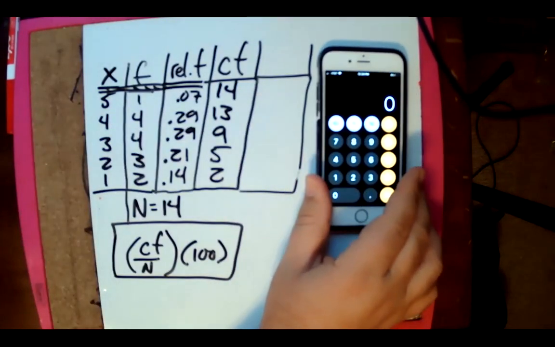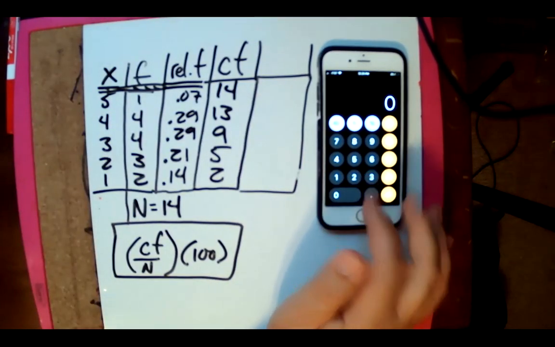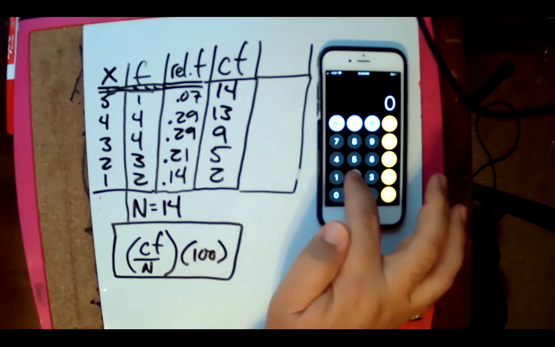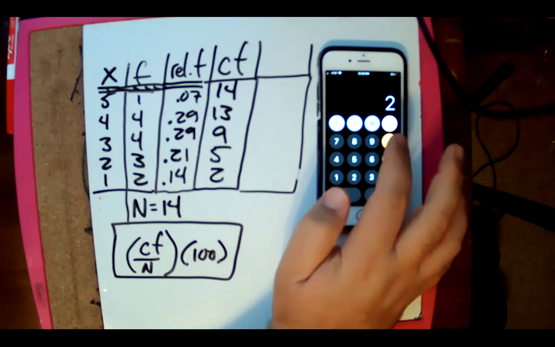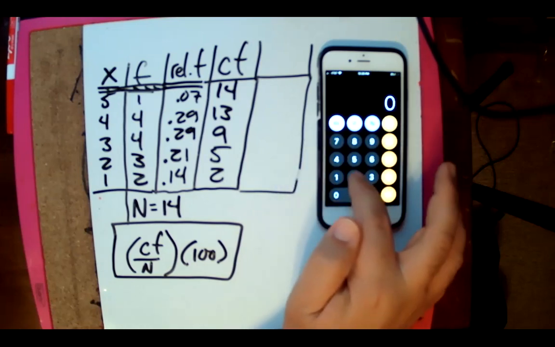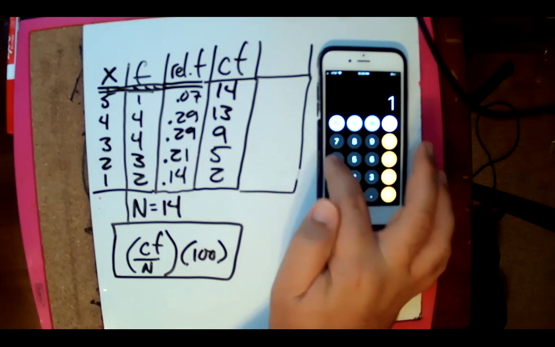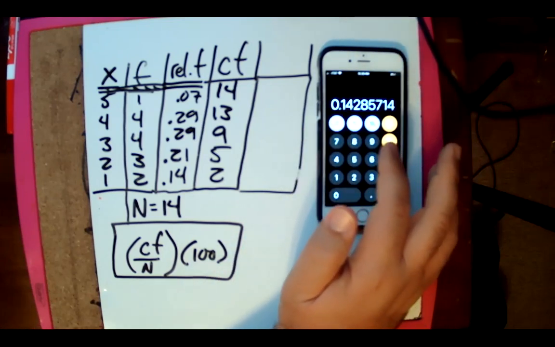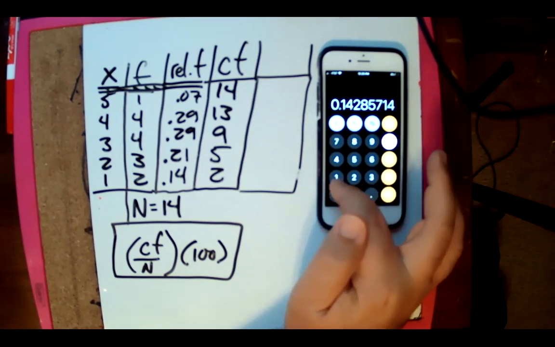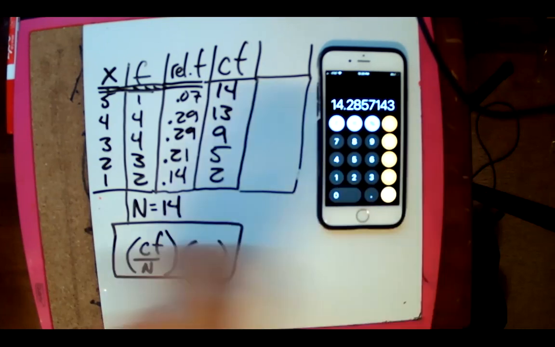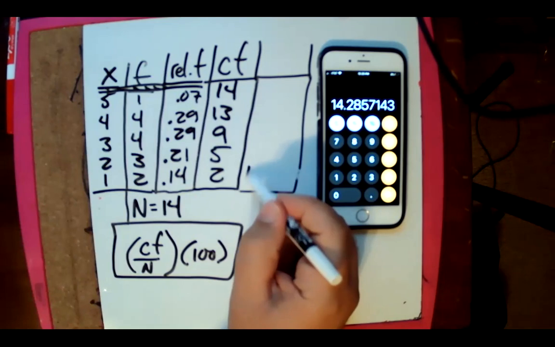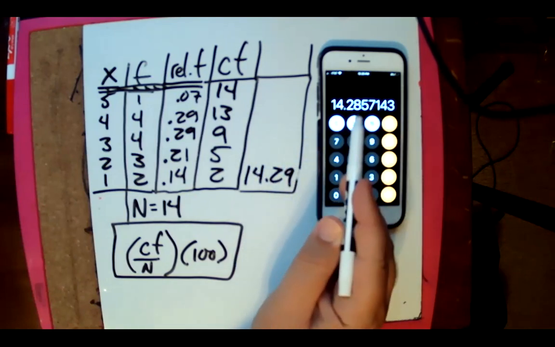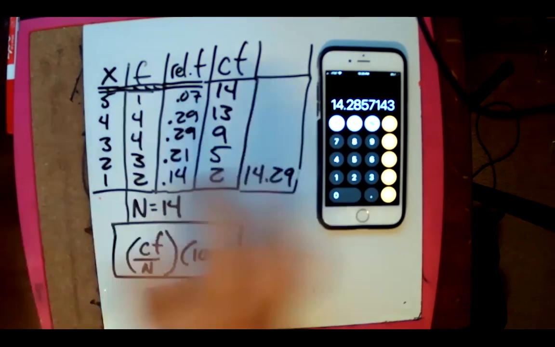Okay. So the first thing we're going to do is take the cumulative frequency for the score on the bottom, which is a 2. So I'm going to do 2 divided by 14, which equals 0.14, right? Then I'm going to multiply that by 100, and that's going to give me 14.29. I'm going to round that to 14.29. All right, so we got that.